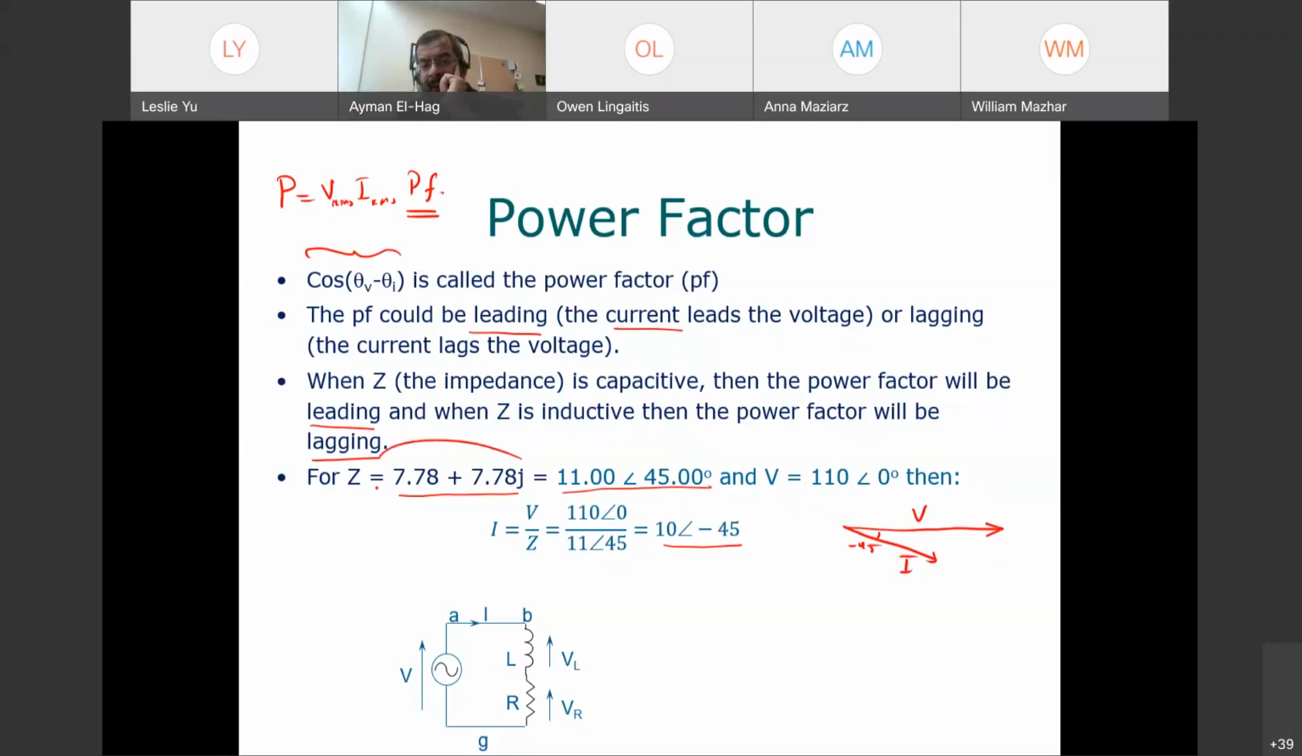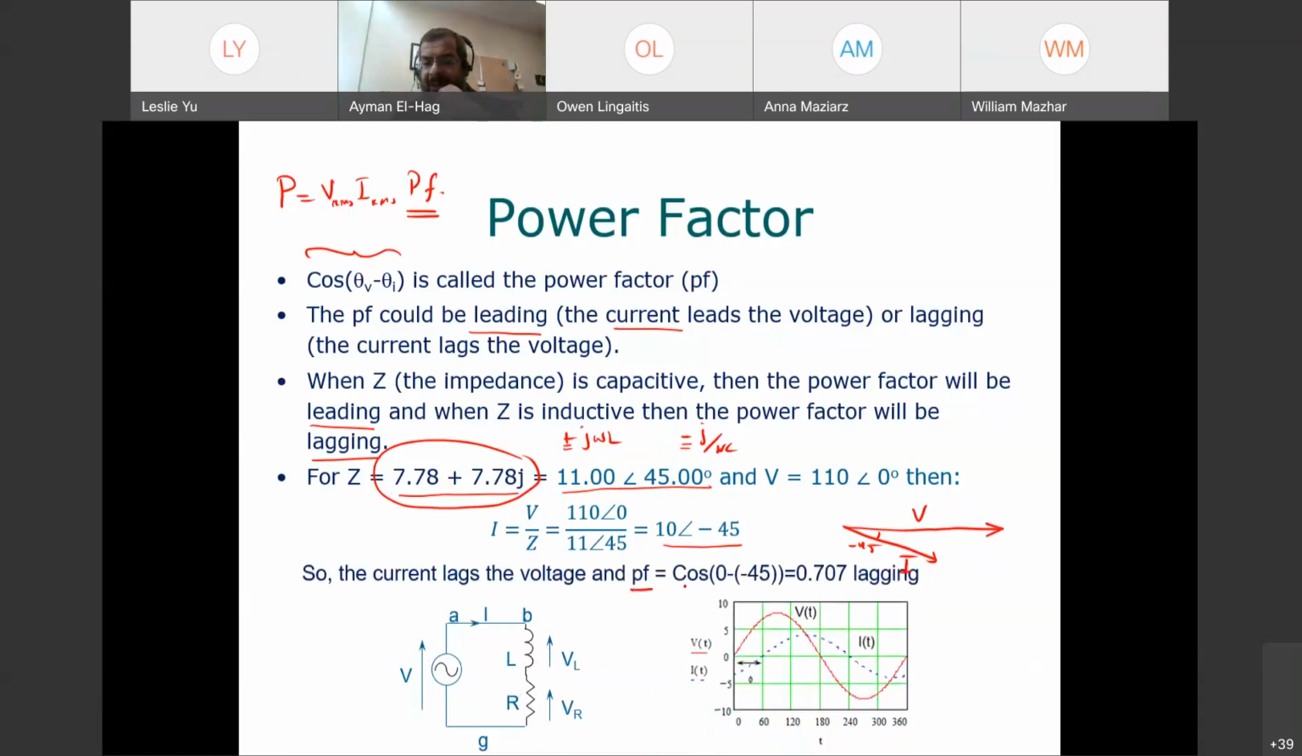So for an inductive load, how do I know it's inductive? Because of the plus sign. Remember, the inductor is plus j omega L. The capacitor is minus j over omega C. So the sign of the complex number will tell me if this is an inductor or a capacitor. Okay, so it all comes together. Inductive load means that the current lags the voltage, and hence the power factor here, we call it a lagging power factor.